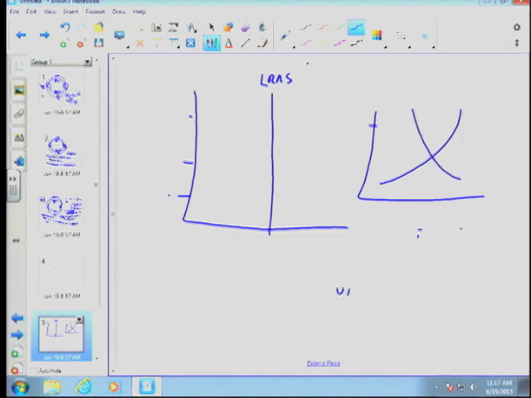So over the course of time, if nothing happens and no changes are made, if this market is in surplus, what's going to happen to the price? It's going to eventually go down, and we'll be in equilibrium. No more surplus.